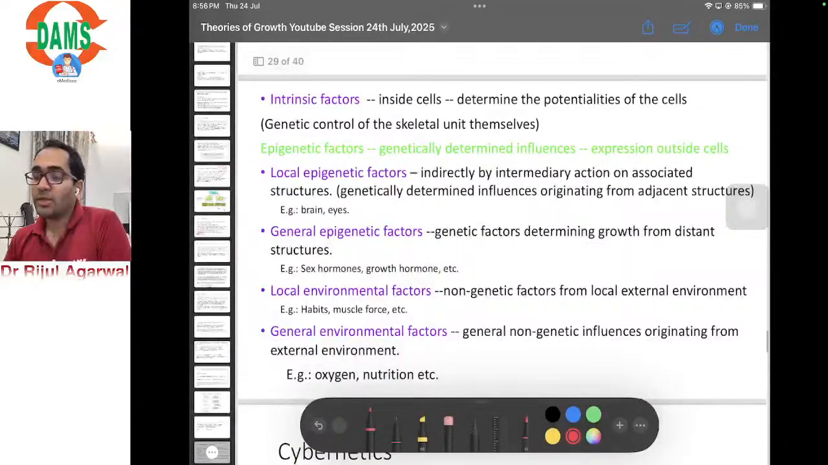And from there, these slides become important for your MCQ. So there are certain intrinsic factors. Intrinsic means inside the cell, which regulate the genetic control of the skeletal system. Epigenetic: epi means outside, so these are expressed outside the cell.